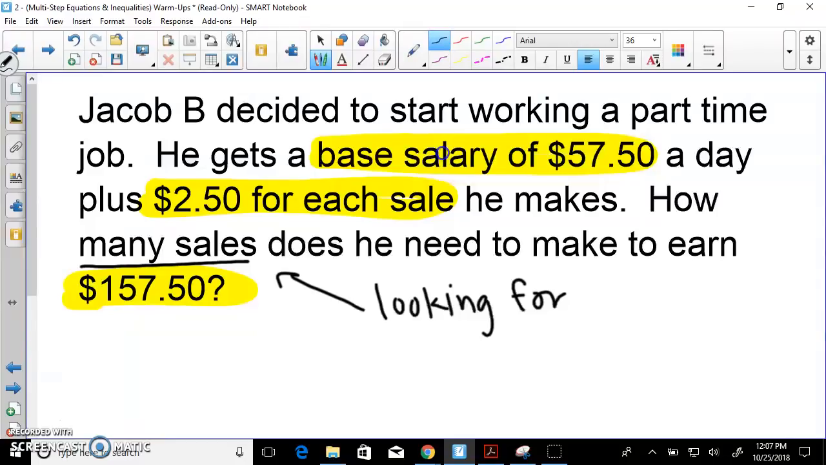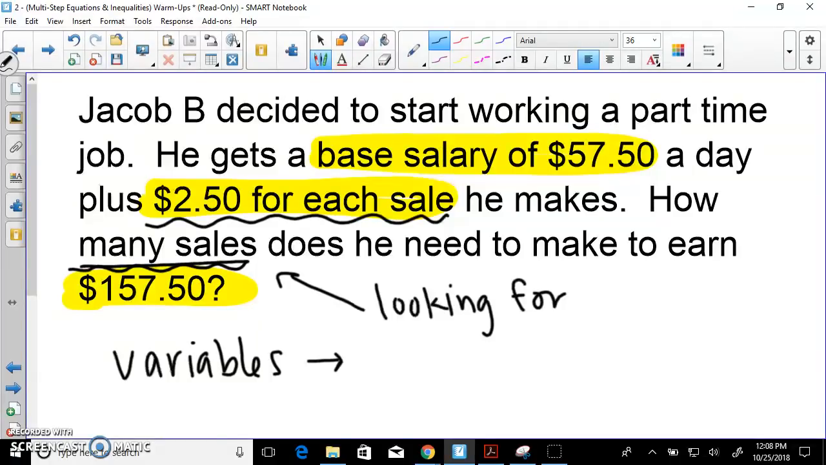The next step was to identify our variables. They don't always tell you, like, let x equal something, or t equal time, h equal hours. Sometimes they do. But let's look at, in this example, what changes. What's our unknown? What are we looking for? We're looking for how many sales he makes, and he makes $2.50 for each sale. So our variable is going to represent the number of sales, and we can just say S represents the number of sales. If you don't like S, you can use x, it doesn't matter.